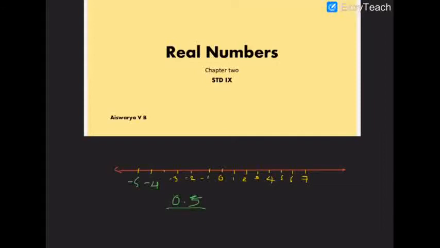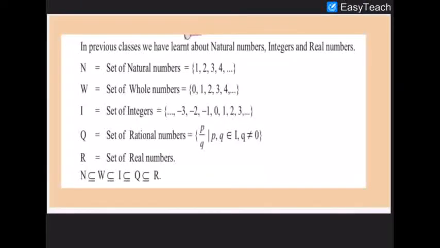-0.5, this can be represented here, it is also a real number. So 0.5, √2, pi and all the negative numbers, everything comes under the name real numbers. We are going to see what is natural numbers. So natural numbers, the set of natural numbers starts from 1. 0 is not included in natural numbers. 1, 2, 3, 4, 5 goes to infinity.